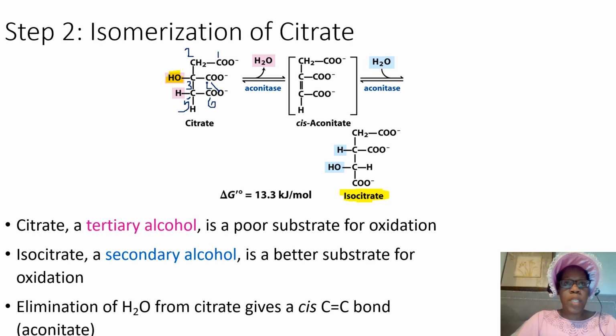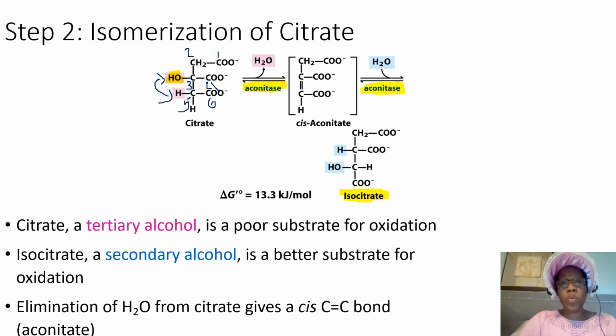On carbon 3 and carbon 5, we're going to switch the OH and the H. So the only difference between citrate and isocitrate is that on carbon 3 and carbon 5, we flip the OH and the H. Now this reaction is catalyzed by the enzyme aconitase.